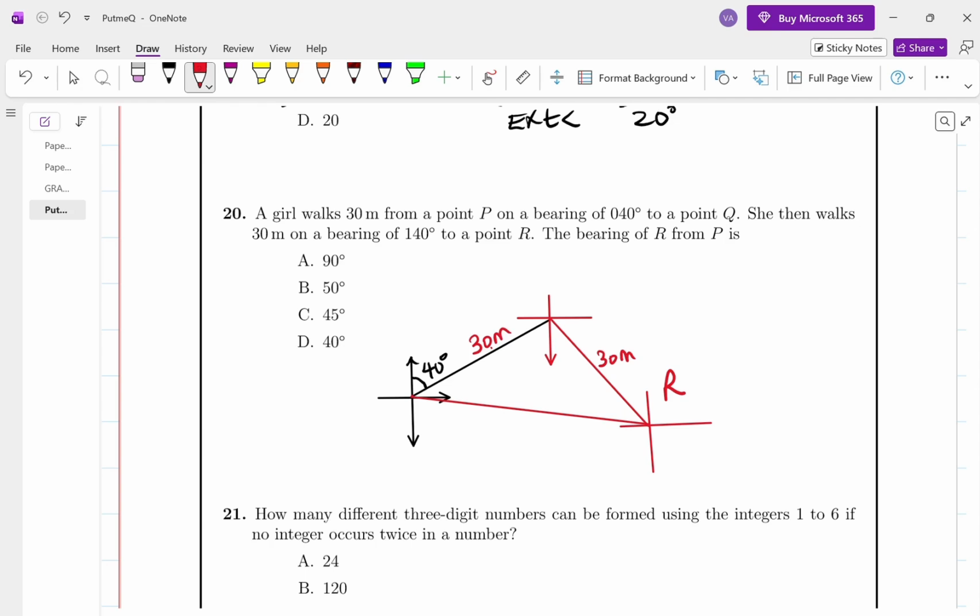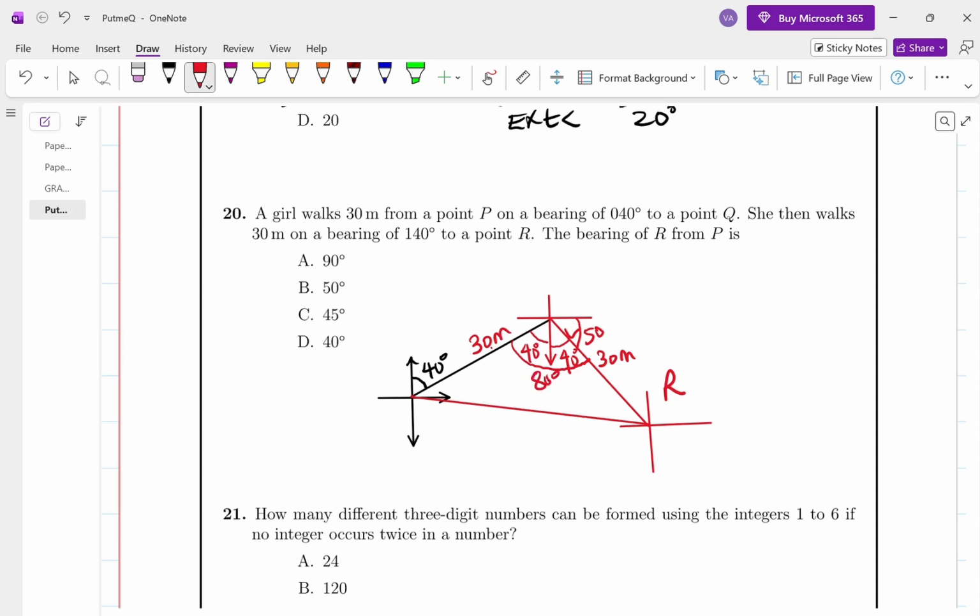So if this is 140, let's work this out. If this is 140, remember that the first part here is 90. So that means this part here is definitely 50. Let me show you where it's 50. So this angle right here is 50. Then this angle internally is 40. Now the angle here is also 40. So this angle here is 80 degrees.